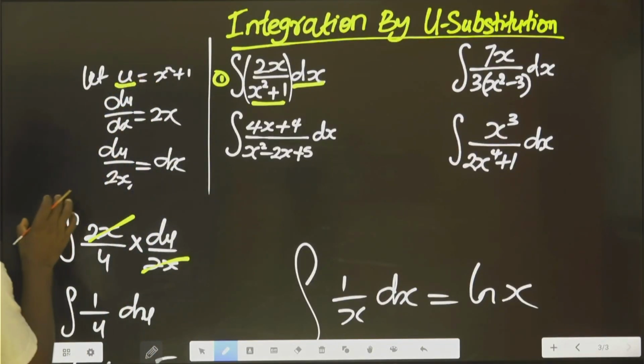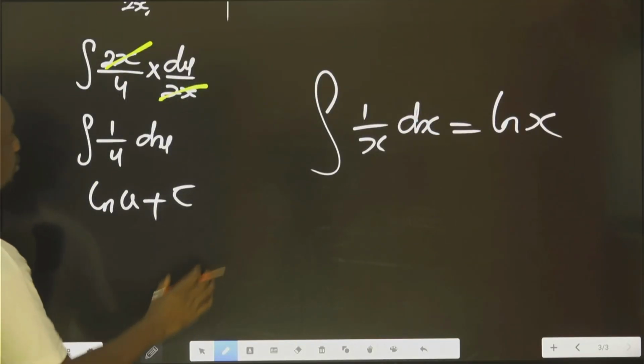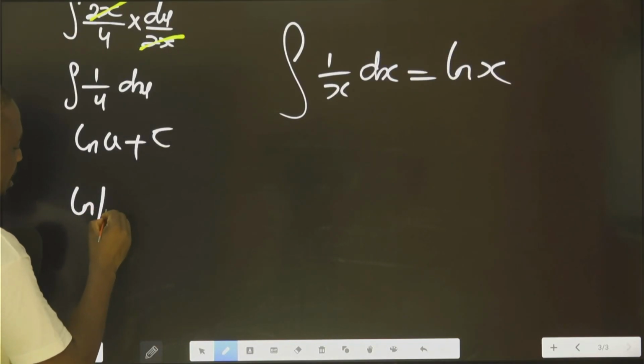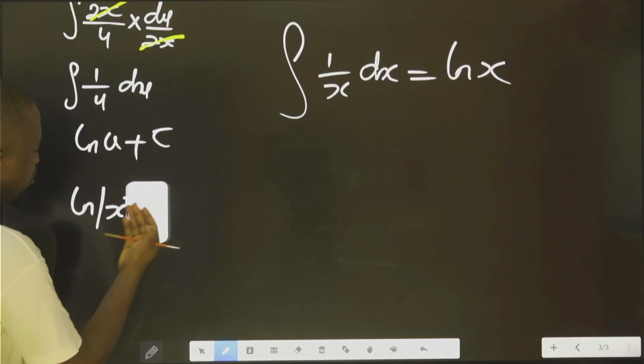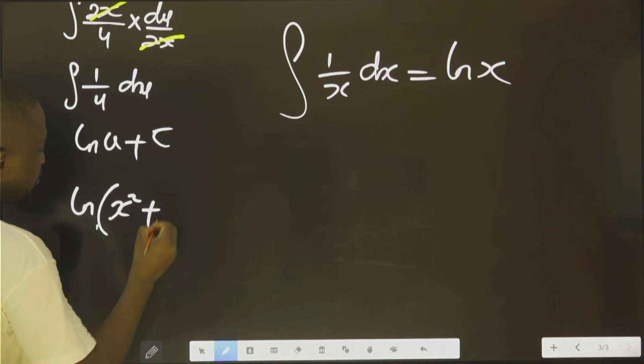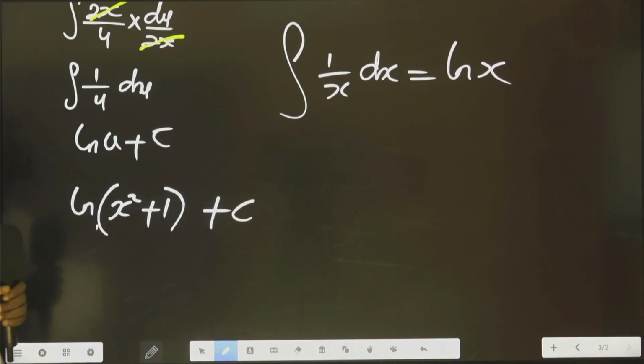Now let's replace this u with the original value. The original value is x squared plus 2. Sorry, x squared plus 1. That is ln of x squared plus 1, or we simply say ln of x squared plus 1 plus c.